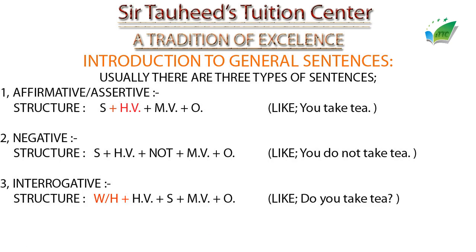Number one is called affirmative, and it is also called assertive sentence. Number two is called negative sentence, and number three is interrogative. Now let's have a look at its structure. Number one, affirmative. The structure of affirmative contains four elements. Number one is subject. You must know that the subject is the doer of anything. So the person who is doing something is called the subject.